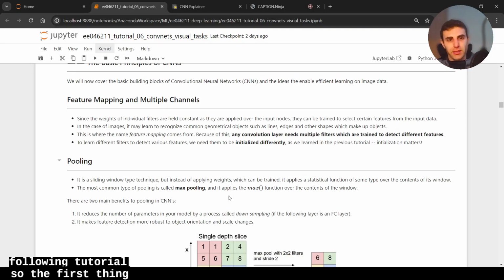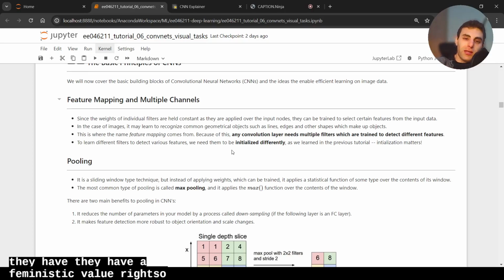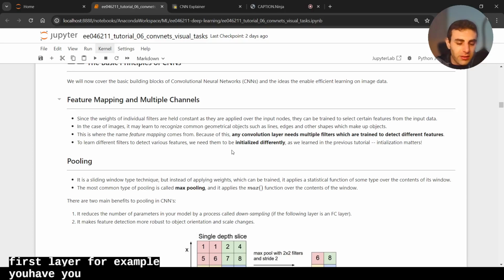The first thing we need to understand is feature mapping and multiple channels. The weights that are learned inside a neural network are deterministic. Once you finish your training, that's it. The weights are constant and they have a deterministic value. So in CNNs, the filters after you are done training have constant values. Each individual filter detects a certain feature. So in the first layer, for example, you have a filter that detects the nose, and a second filter that detects the eyes, and so on.